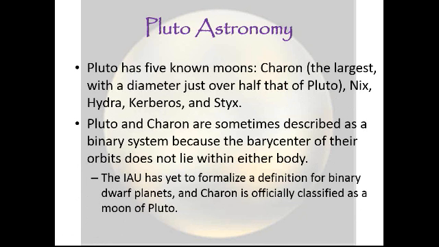Pluto is known to have 5 moons. Charon is the largest. It's just over half the diameter of Pluto. You see the others listed there. Pluto and Charon are sometimes called a binary system. Again, I don't know how to pronounce this one either, because the barycenter between them is not like Earth, where the moon orbits around Earth. Pluto and Charon orbit around each other, and the center between them is in the space between them.